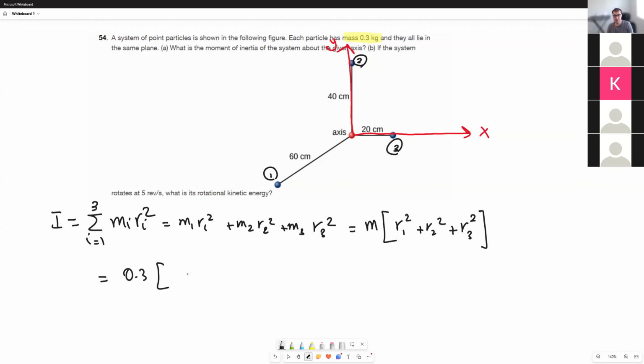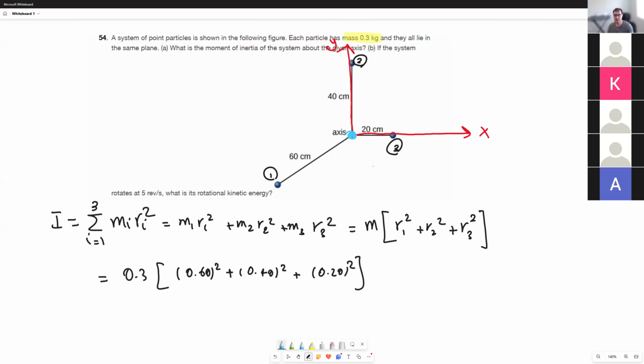Particle 1, the distance that it has from the axis is going to be 0.60, right? I converted it to meters. Plus, the second particle, this one, has a distance of 0.40. And the third one, 0.20. That's the moment of inertia about this axis.